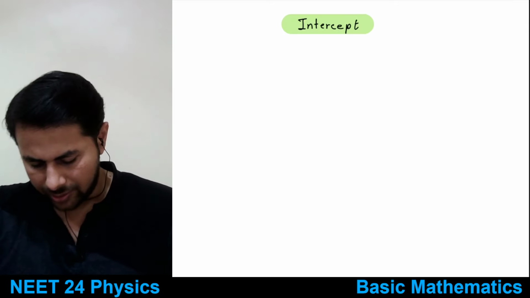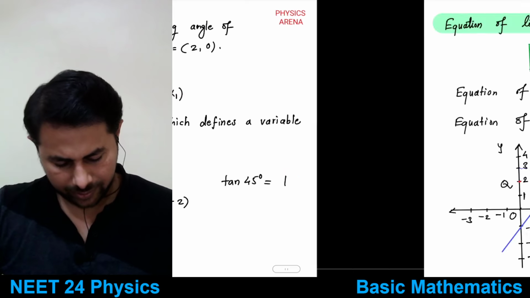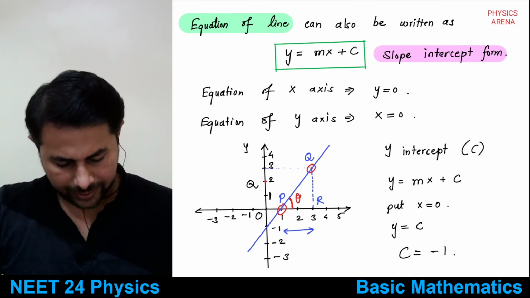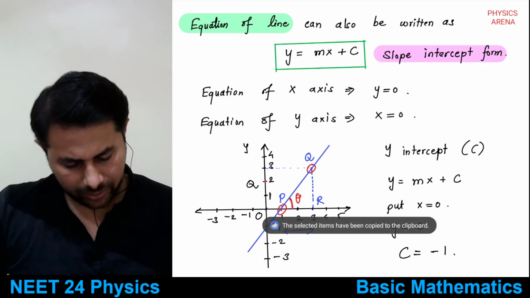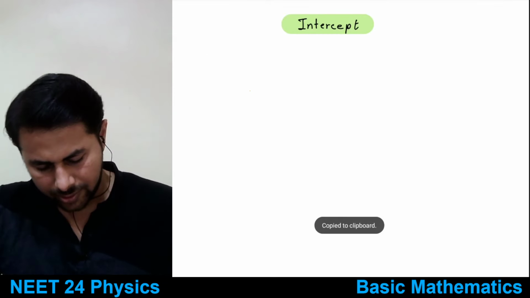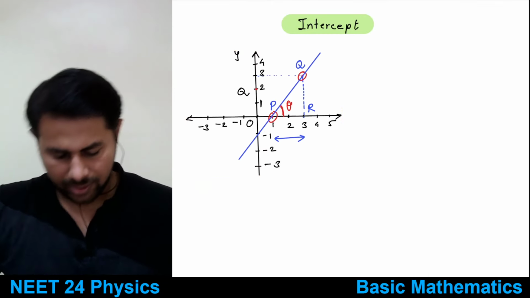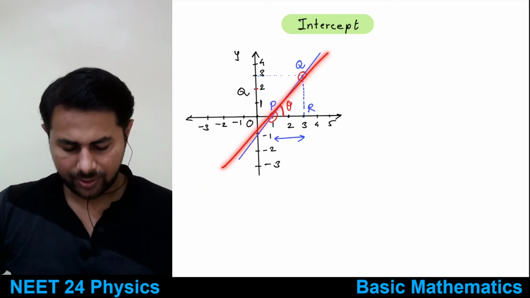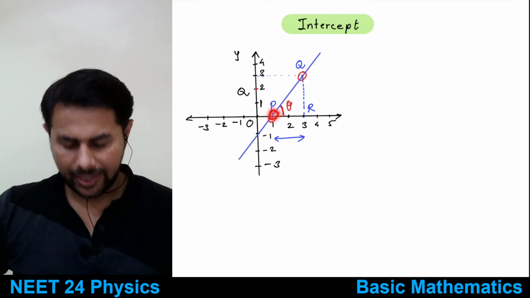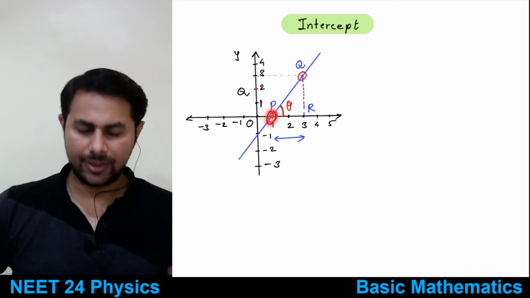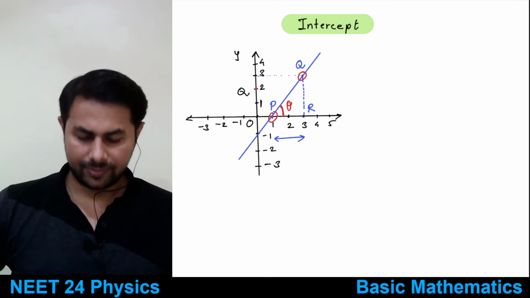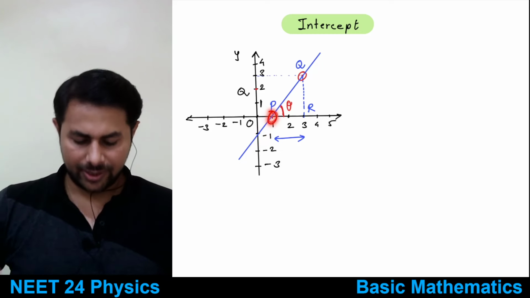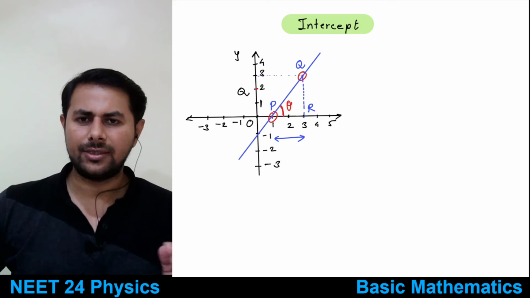Now suppose you have some line, for example this line. This line cuts the x-axis at some point, and it cuts the y-axis at some point. So the point at which it cuts a particular axis is known as an intercept.